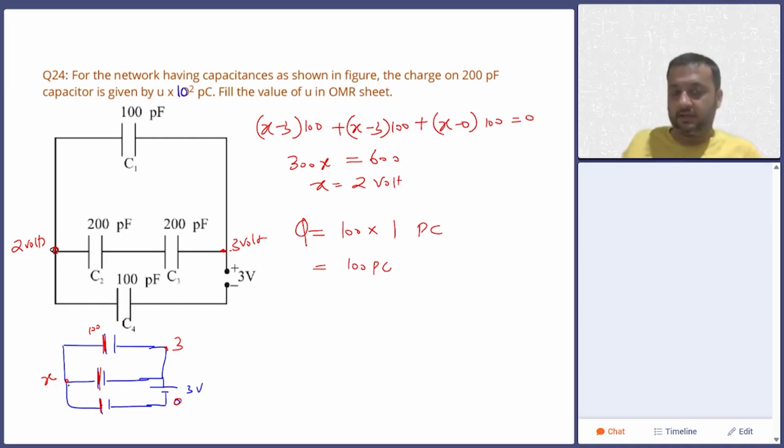Now notice that both the capacitors will get 100. Remember that it's not that a 50-50 splitting will happen. In series, the charge on the combination is equal to the charge on both the capacitors. So this will also be 100, this will also be 100. So one of the capacitors will also be getting 100. So basically you can see that u will become 1.